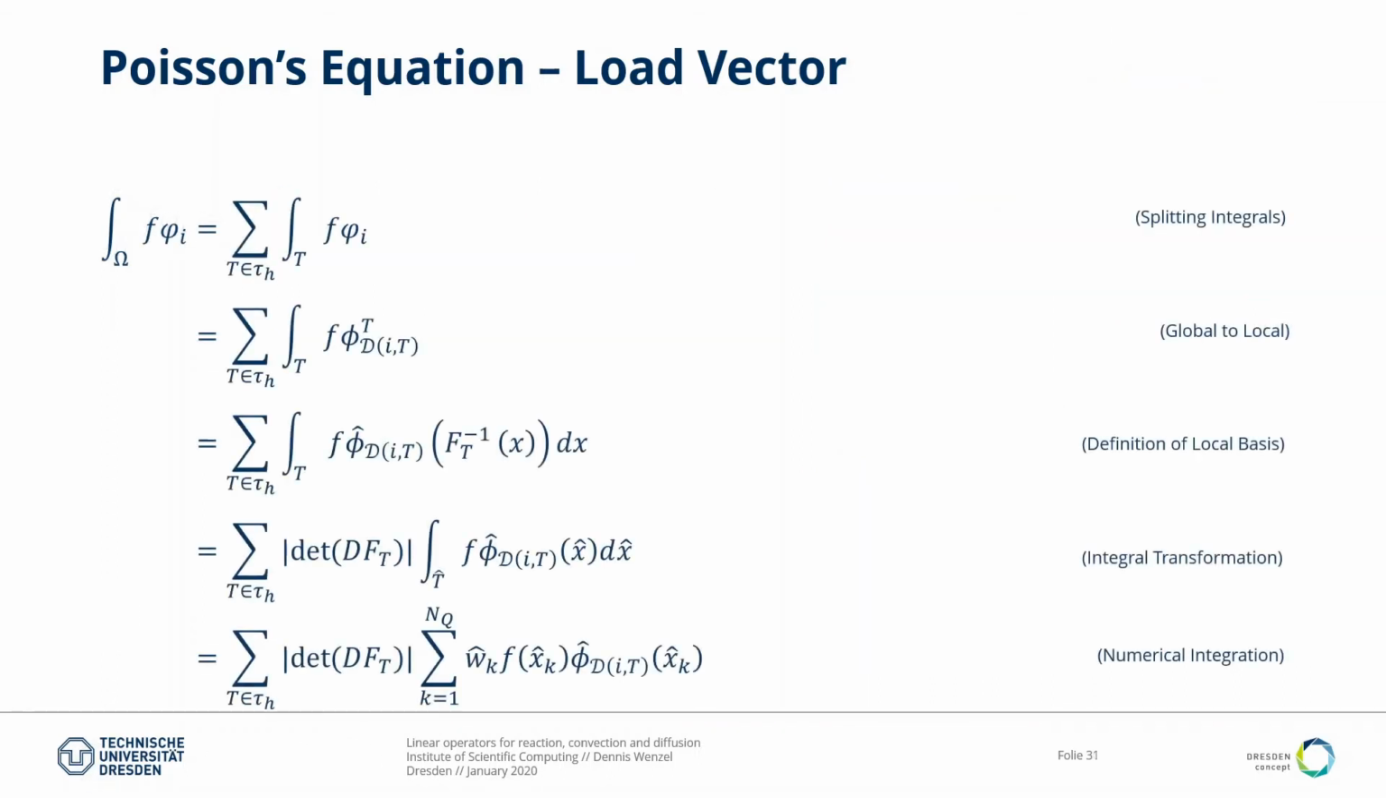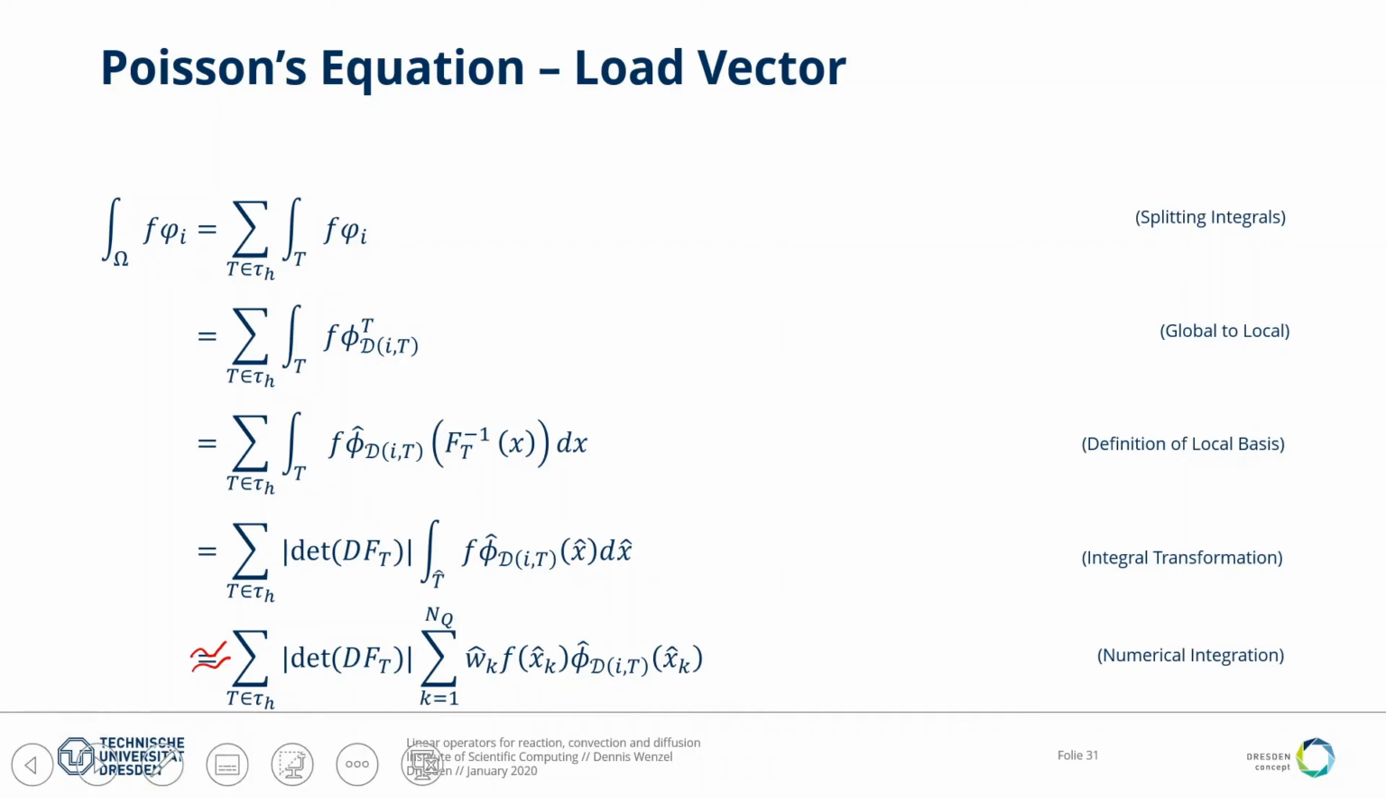And yeah, let's revisit this for a second. So we started by splitting the integrals into integrals over the individual cells. Then we have replaced the global basis function by the corresponding local one. Then we have included the definition of the local basis here. We have transformed the integrals. This gave us the determinant. And then we have applied the numerical integration. And this was not supposed to be an equal sign. This was supposed to be an approximate sign here. And that's that. So this is now decomposition of this load vector into individual ingredients that we can all compute already.